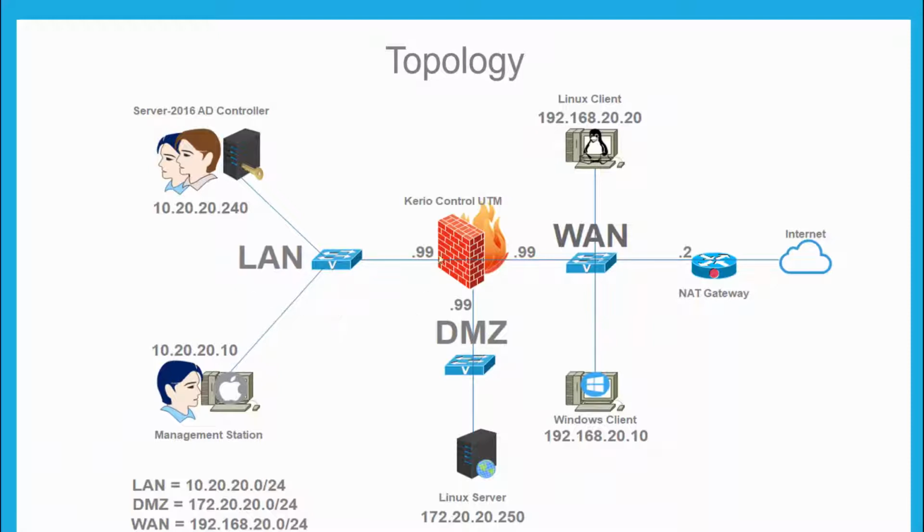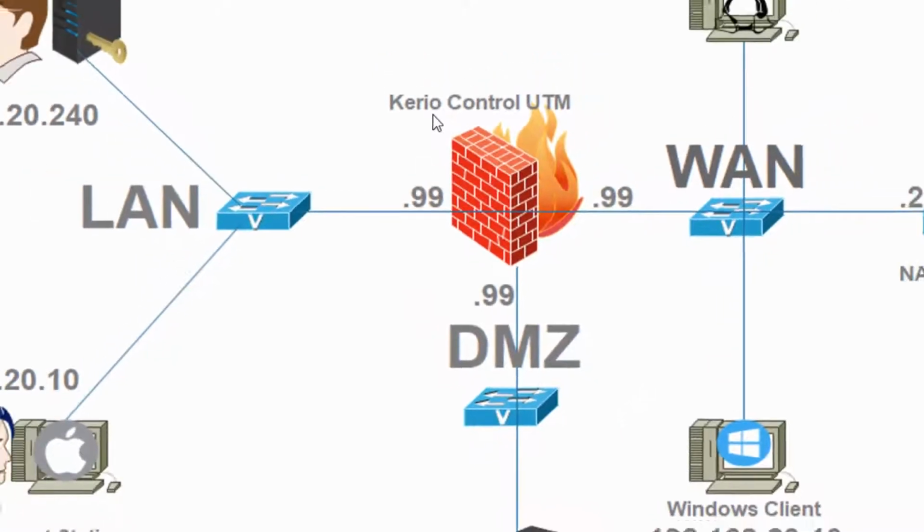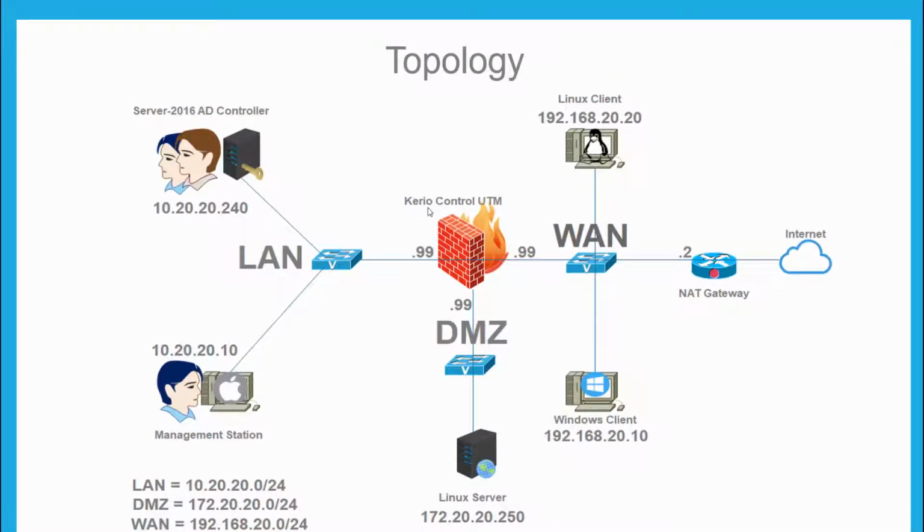And of course, all three subnets will be segregated by a firewall, which is the Kerio Control UTM. So the firewall will have three network interface cards. On the left-hand side, the interface card will be attached to the local area network and assigned an IP of .99. In the middle, I've got the network interface card assigned to the DMZ, also an IP of .99. And finally, the third network interface card, which is on my right-hand side, will be attached to the wide area network, and will also be assigned a .99 IP address in the respective subnet.